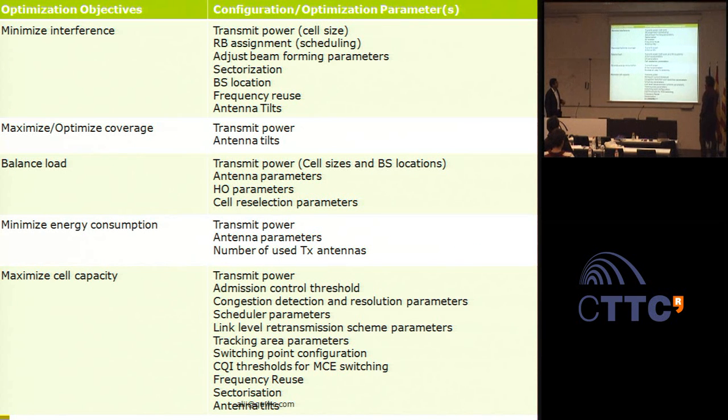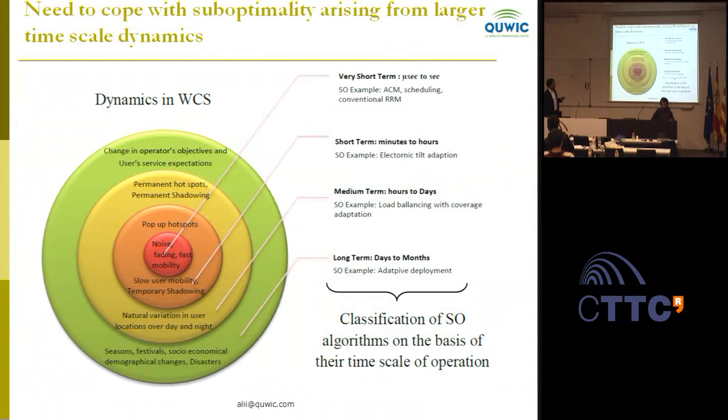This is the list of parameters which need optimization, and these are the objectives for which they can be used. From here you can see there is a lot of coupling. You'll see the same parameters in multiple objectives. If you are maximizing capacity using transmit power, and then maximizing energy efficiency using transmit power, you are in trouble. You need to work this out. The highlighted parameters are the list which is kind of neglected in the literature and needs some further work.